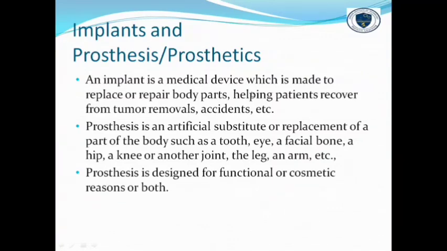An implant is a medical device which is made to replace or repair body parts, which is going to help patients recovering from tumor removals or accidents, etc. Then prosthesis is nothing but an artificial substitute or replacement of a part of the body such as a tooth, eye, the facial bones, the hip, knee or other joints, and also legs and arms, etc. A prosthetic is designed for functional use or for cosmetic reasons or for both purposes.